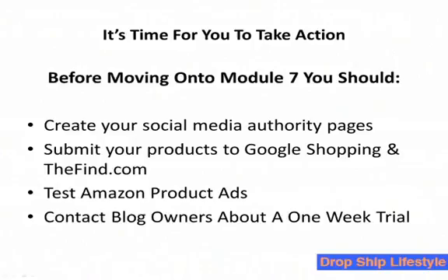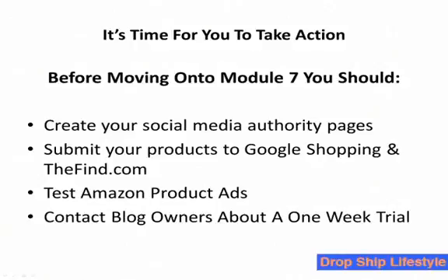Okay, everyone, it's time for you to take action again. Before you move on to Module 7, I want you to take care of the following steps. Create all of your social media authority pages. If you forgot which ones I mentioned earlier, just look in the notes of this chapter and they'll all be there. Next, you should submit your products to Google Shopping and thefind.com. Make sure your product feeds are up and running. Use Retail Tower, install the app for free, and make sure your products are submitted daily.